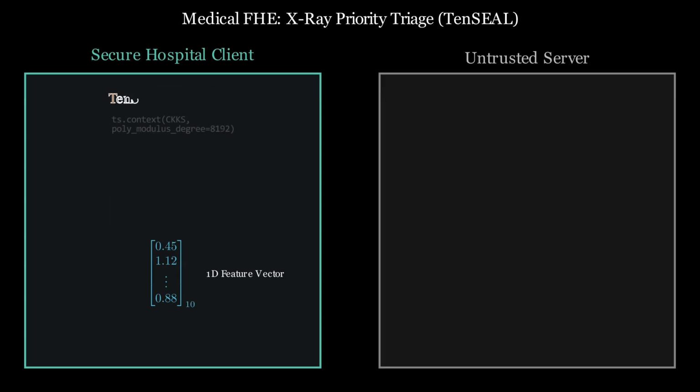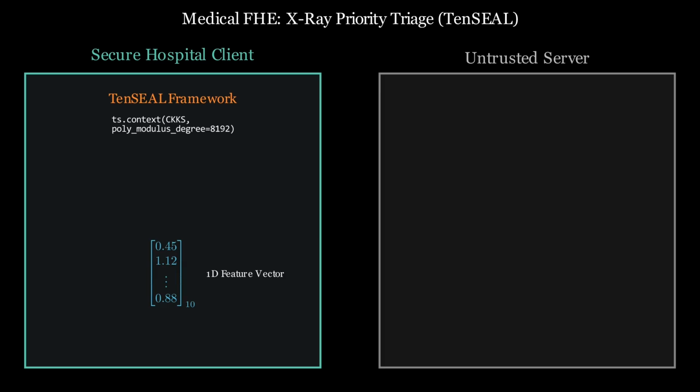Now that we have successfully extracted the 10-dimensional plaintext feature vector, we must secure it before it ever leaves the hospital's local network. To achieve this, we introduce THONG, a highly specialized cryptographic library engineered specifically to perform homomorphic operations on tensors. As you can see on the screen, the system initializes an encryption context using the CKKS scheme. Why do we choose CKKS? Because it natively supports homomorphic arithmetic on floating point numbers, which is an absolute requirement for evaluating machine learning models.